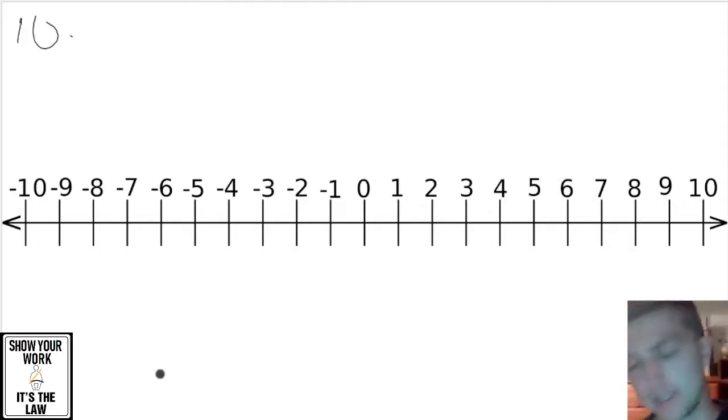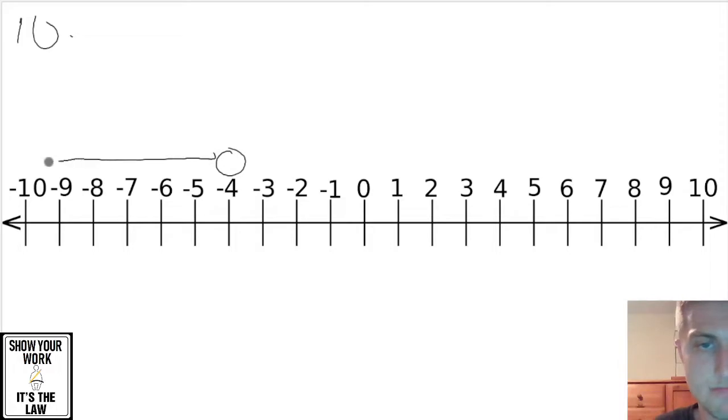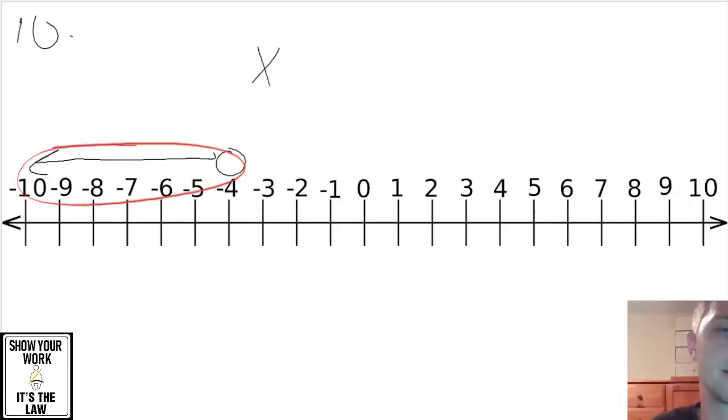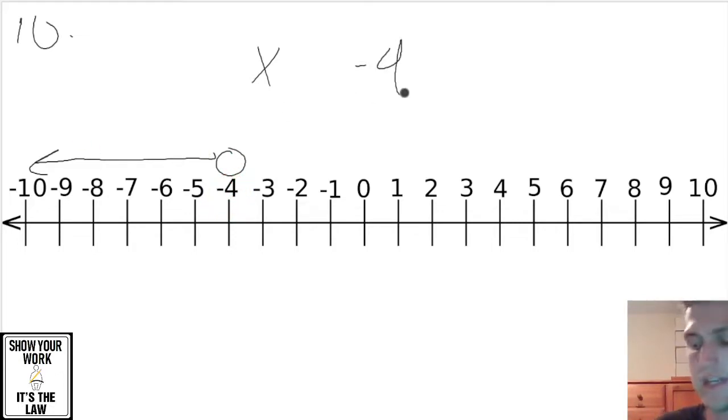For 10 and 12, they give us the graph and they want us to find the inequality. So for the first one, we have something like this. I actually did that one out of order. Let me try again. So first information we know, we got x and a -4, so we'll write that -4 first, and then it's going to be less than because it's going less than -4, and then there's not going to be a bar because we have an open circle.